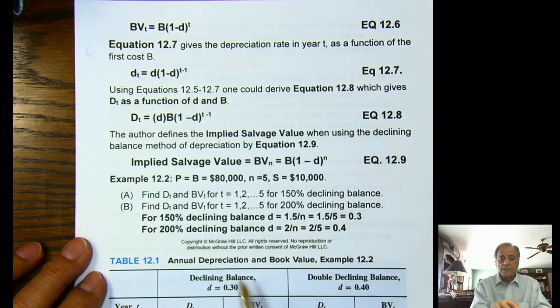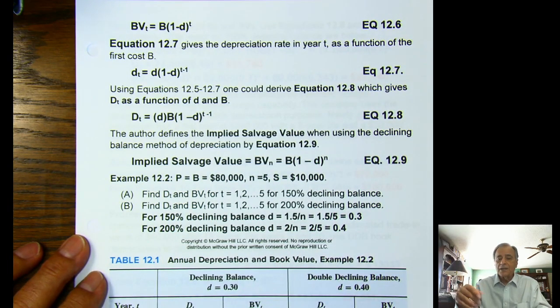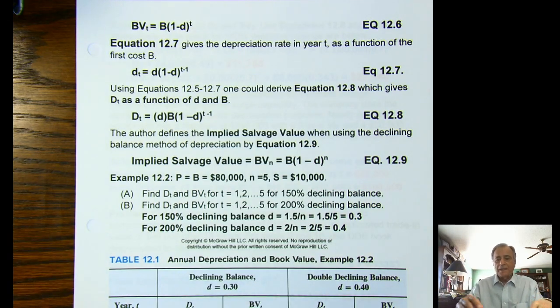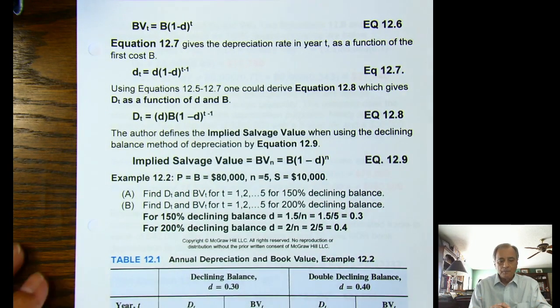The author talks about an implied salvage value, because if you're going to depreciate an asset over n years, then the book value at the end of the nth year can be thought of as the implied salvage value. And that's what he's doing here in equation 12.9.